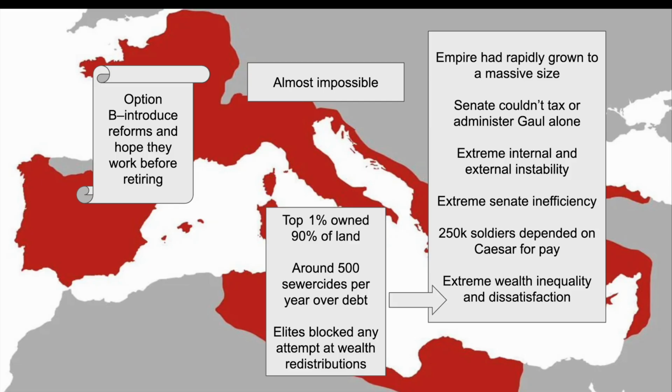There was also extreme wealth inequality, and I do not want to understate this. The top 1% owned around 90% of the land at this time. There were around 500 suicides per year over debt. The elites were blocking any attempt at wealth redistribution, and the people were extremely unsatisfied.